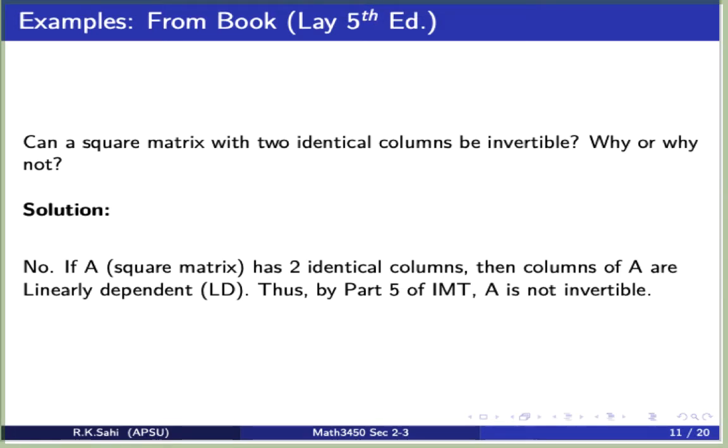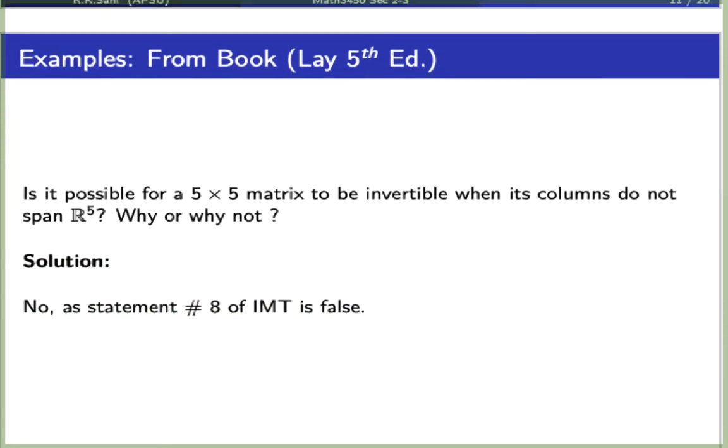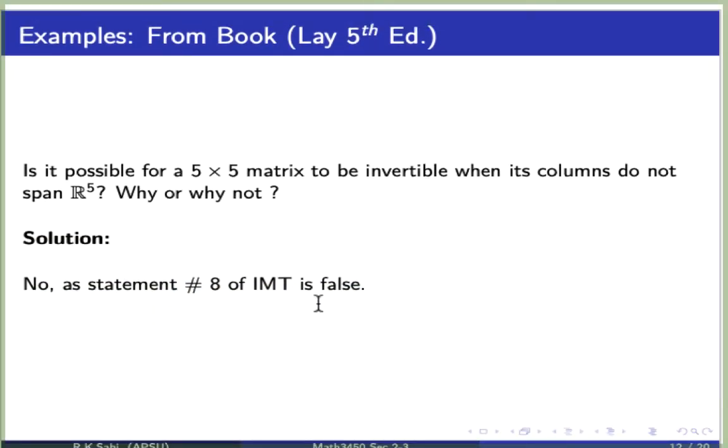Okay, now let's continue with another example. Is it possible for a 5 by 5 matrix to be invertible when its columns do not span R5? Why or why not? Clearly, by the IMT, statement number 8 is false. If you recall, statement number 8 says that if a matrix is invertible, then the columns of that invertible matrix must span R5. So clearly here, if these columns are not spanning R5, the matrix cannot be invertible, and hence our answer is no.